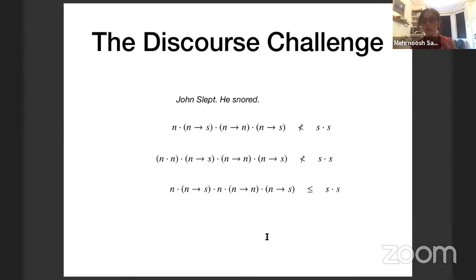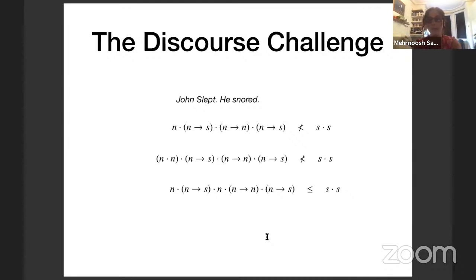And what you want your machine, your automatic procedure, to do, if you give it this discourse, John slept, he snored, is tell you that it's the multiplication of these two types, S with S. But a quick check shows that this doesn't go through. So John is N, slept is N forward slash S. He is a pronoun that is referring to an NP before it, so it's of type N arrow N. And snored is another intransitive verb. And if you multiply these types, you can quickly see that this doesn't reduce to S multiplied by S.